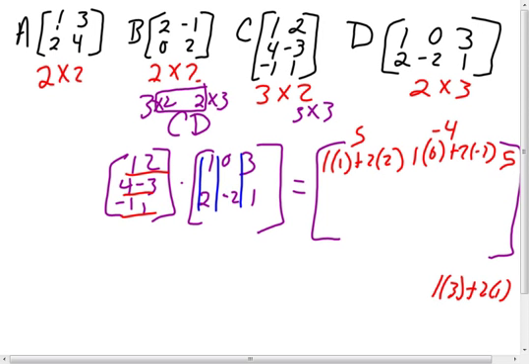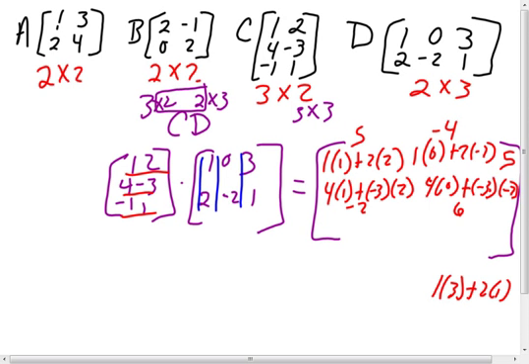The second one, go to the second row since we've run out of columns. 4 times 1 plus negative 3 times 2. Once again, notice how the columns stay the same. That would be 4 minus 6, so that would be negative 2. 4 times 0 plus negative 3 times negative 2, excuse me. So that would be 0 plus 6, so that answer would be 6.